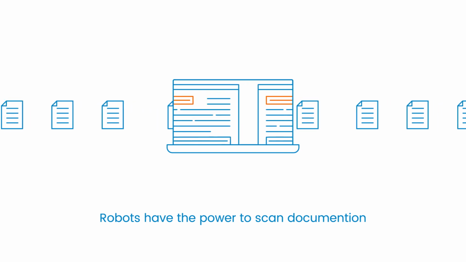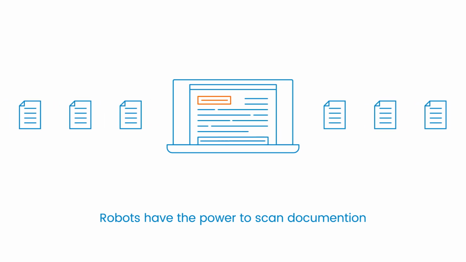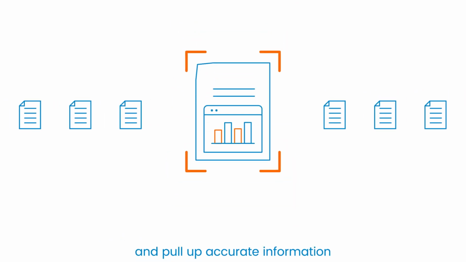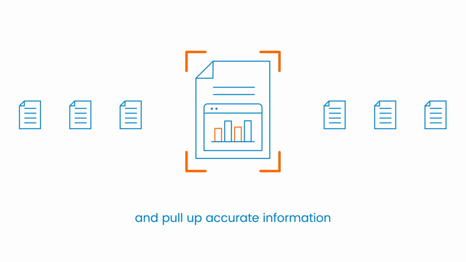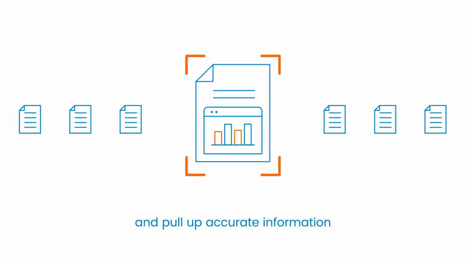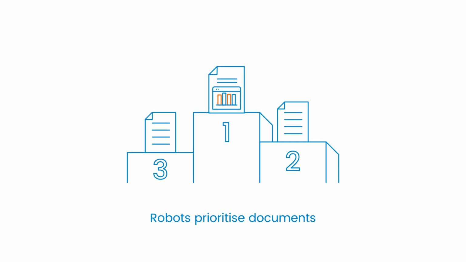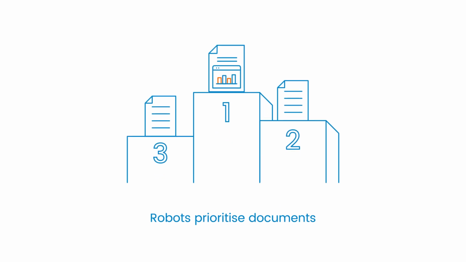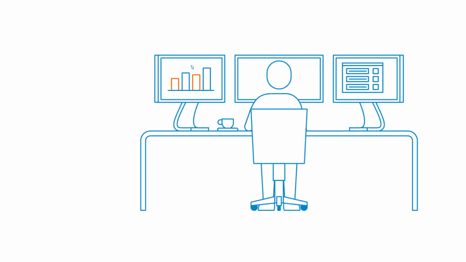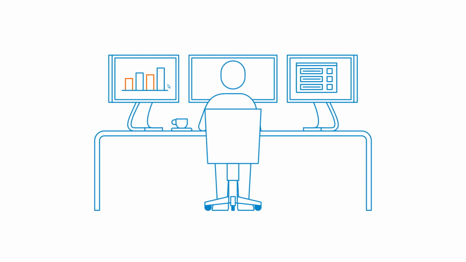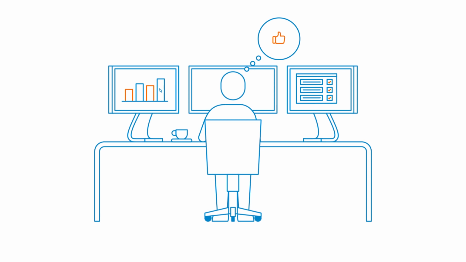UiPath-assisted robots have the power to scan documents via a glossary of terms and speedily pull up the exact, accurate information or evidence required for the caseworker. The robots can even recommend how best to prioritize the documents. This accuracy and speed enables the employee to either deal with more cases or focus on other valuable work. Most importantly, it enhances job satisfaction. With UiPath Robots, there's no need to work alone.